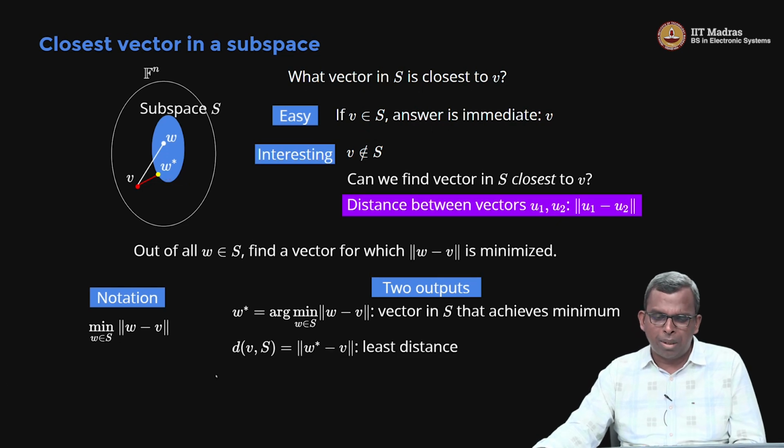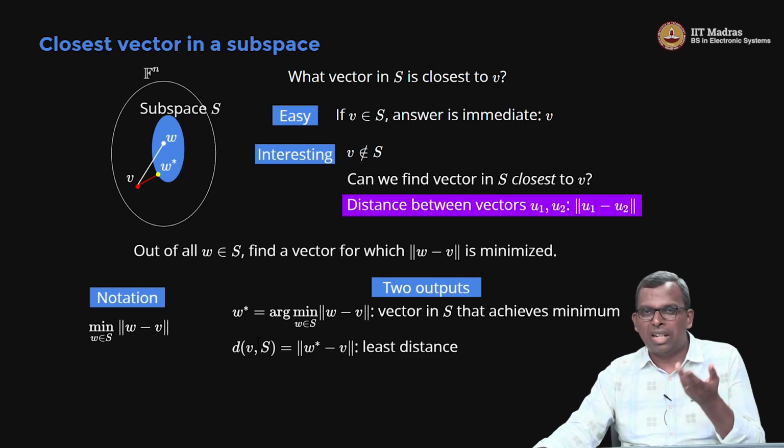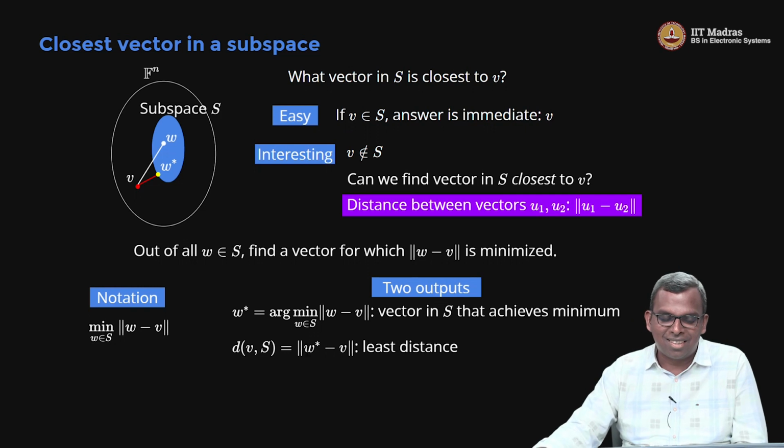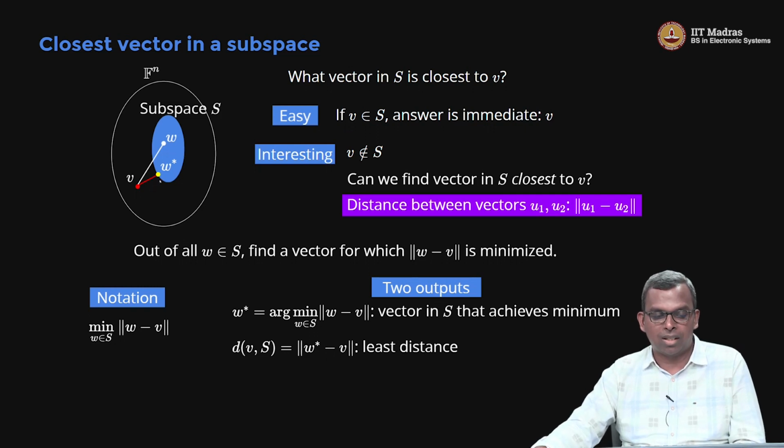And the other output you may be interested in, d of v comma S, is sort of like a secondary output in some sense. It is the actual distance itself, the actual closest distance, the norm of w star minus v. This is the least possible distance that you can have. Both are interesting, but w star is much more interesting to us. Okay. So, this is the problem of finding a closest vector in a subspace.